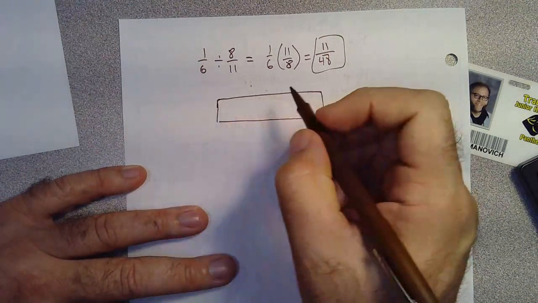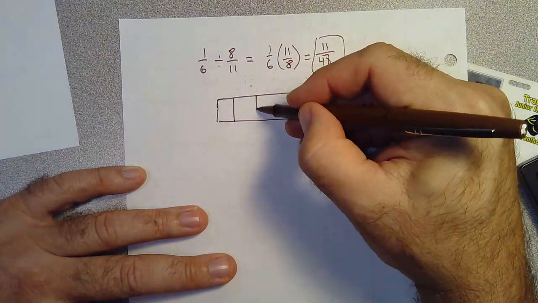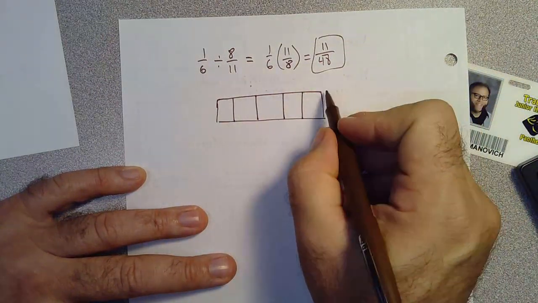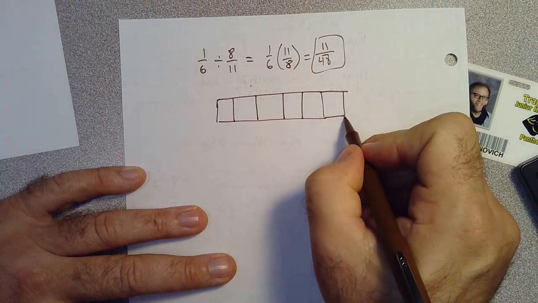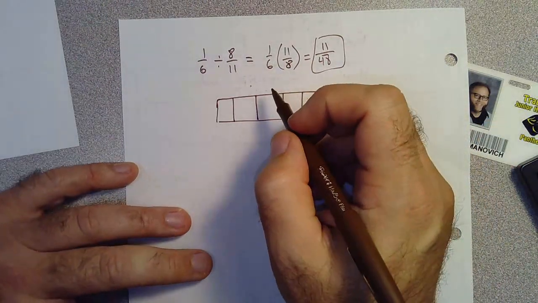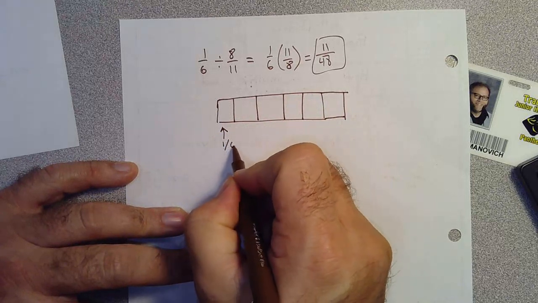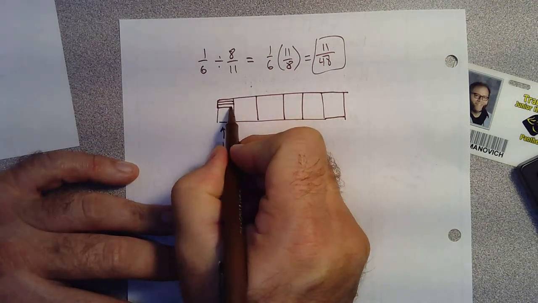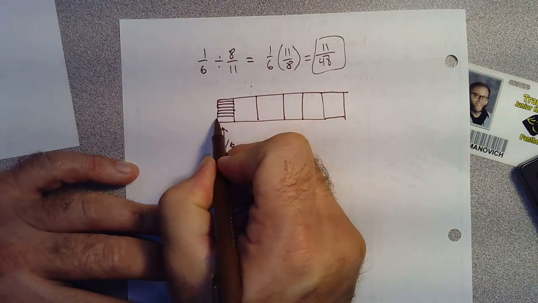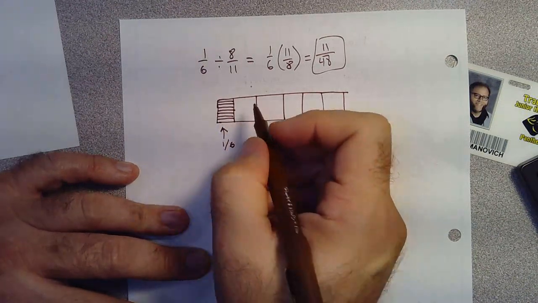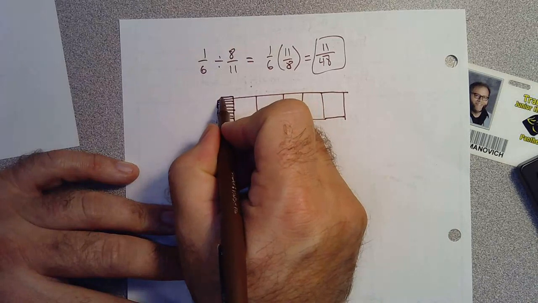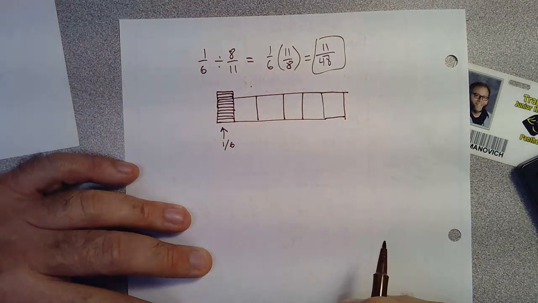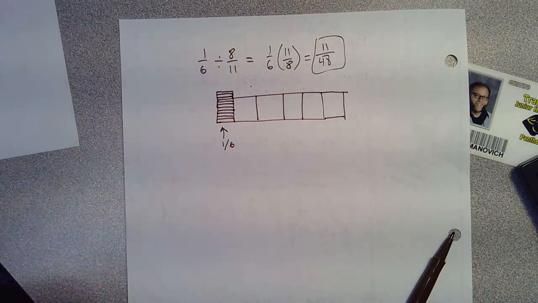Let's see if I can draw this. This is really a bad idea. So I need 5 lines. 1, 2, 3, 4. 1, 2, 3, 4, 5. Oh boy, this is really bad. 6. There's 6. And then what we're doing is we're taking 1/6, that's right here, and then dividing that into 11ths. So I need 10 lines here. 1, 2, 3, 4, 5, 6, 7. This is terrible. I'm in trouble here. 8, 9, 10. That's really horrible. So full apologies for that.